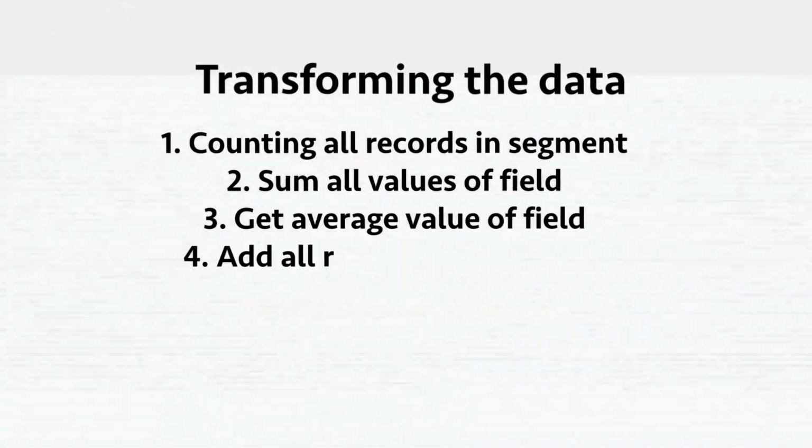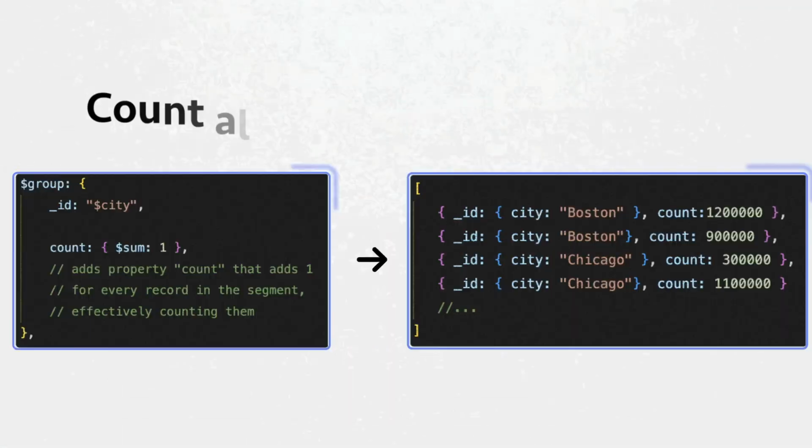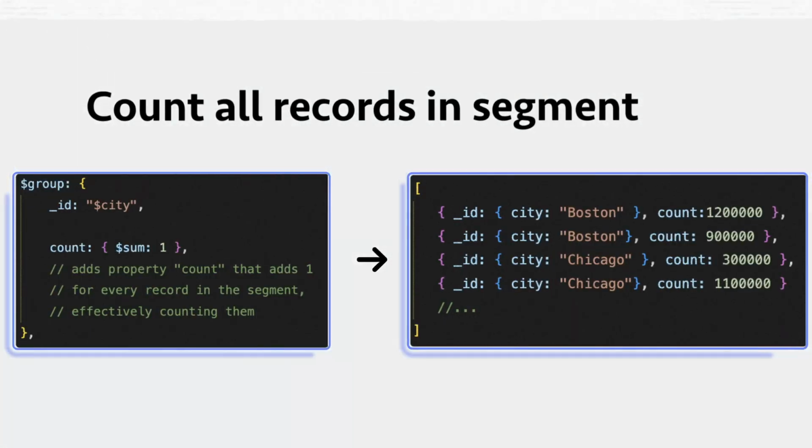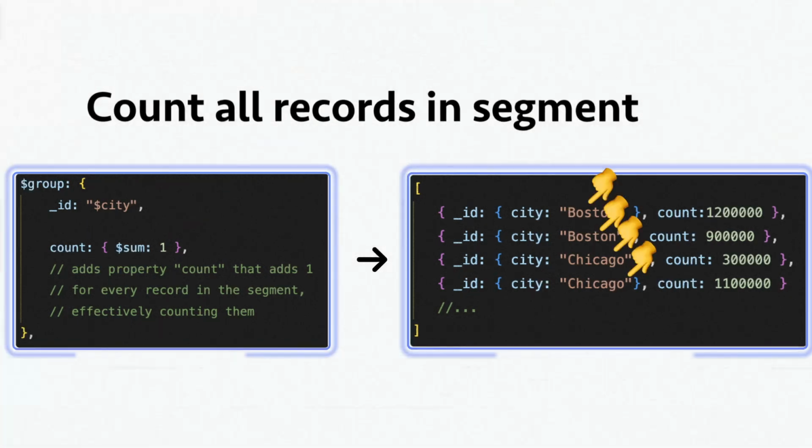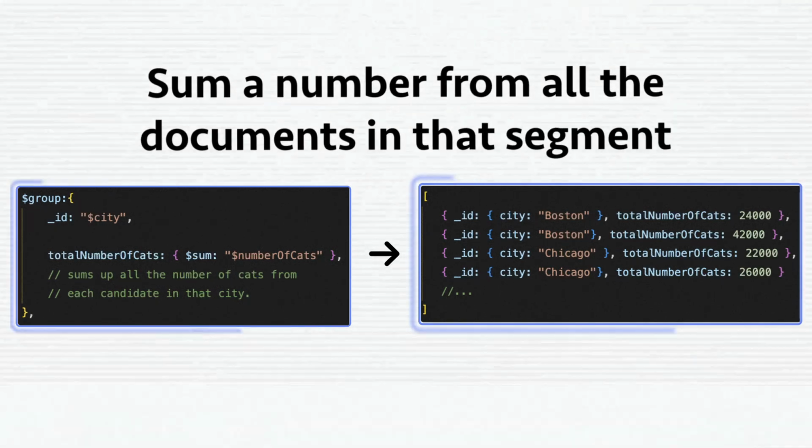Here are 8 things you can do with the data from the segments. First, we can count all the documents in that segment. This adds 1 for each candidate in that city, effectively counting them. Next, we can sum a property from all the documents in that segment.